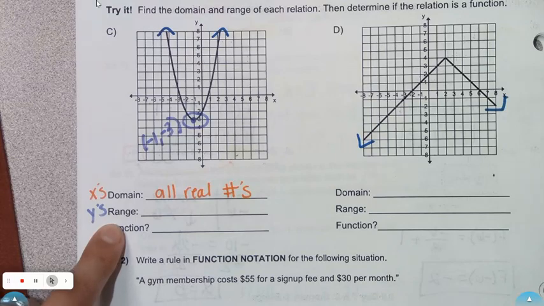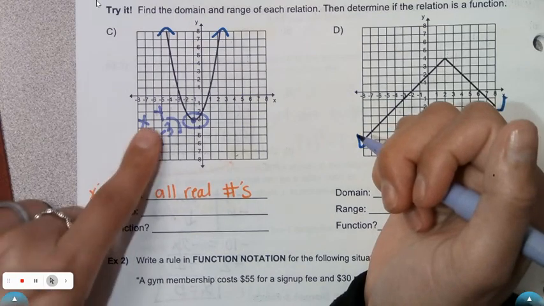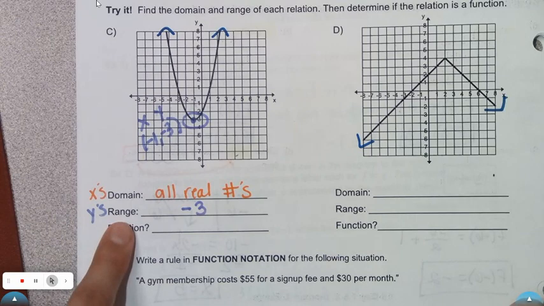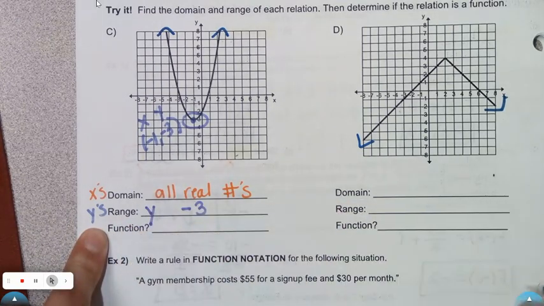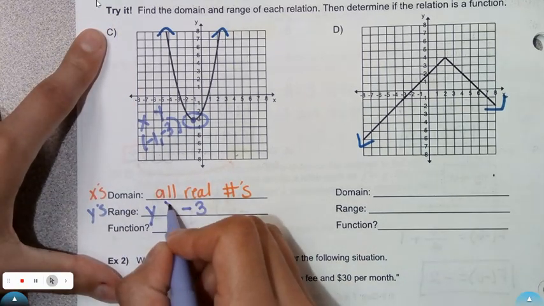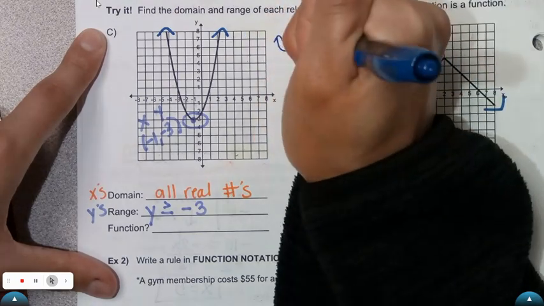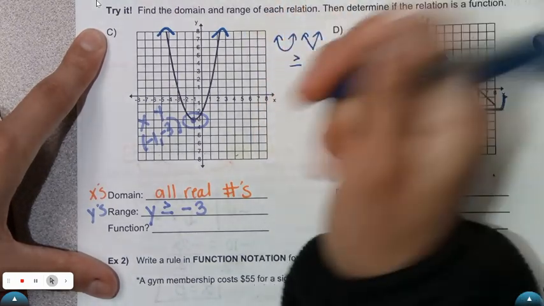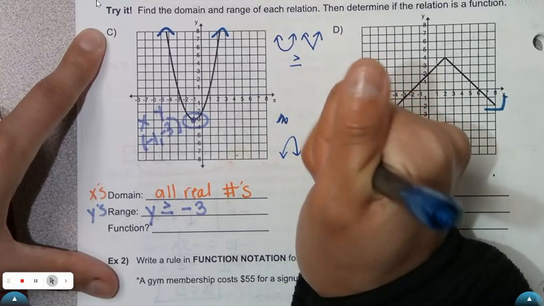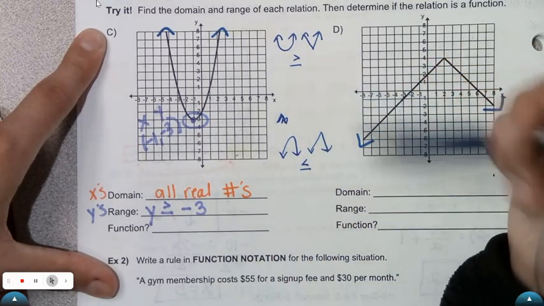Because I'm talking about the range, I'm only focused on the y's. This is my x, this is my y. So I'm only focused on the negative 3. So that's part of my answer. Okay, range involves y's, so I'm going to include a y. And because my parabola, my graph is pointing up, this is greater than or equal to. So just keep in mind, if it's pointing up like this, it's greater than or equal to. If it's pointing down like this, it's less than or equal to. So you could use this as a little cheat sheet.